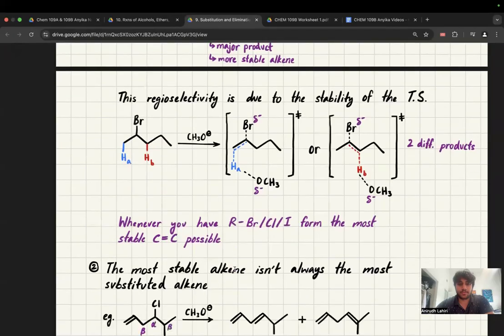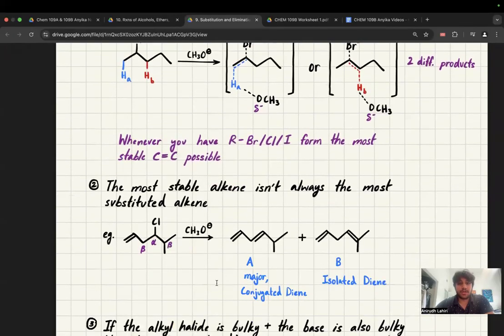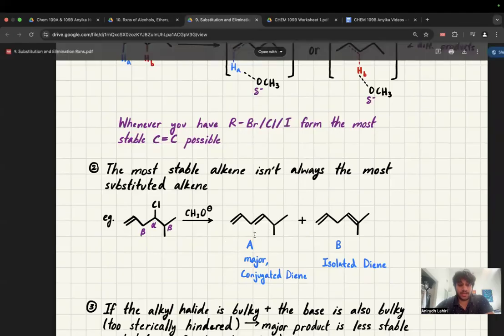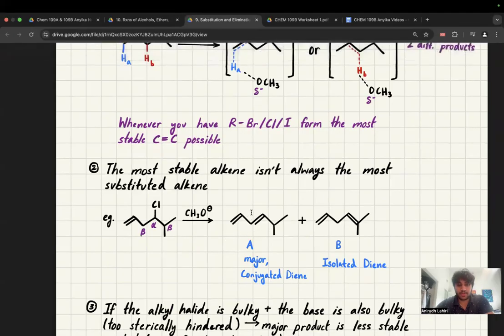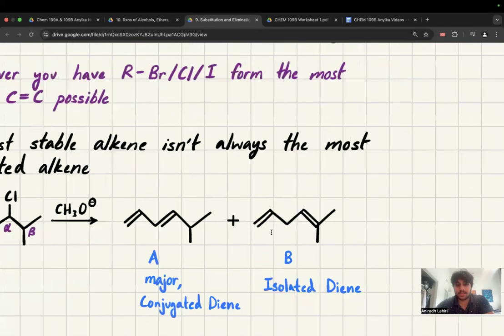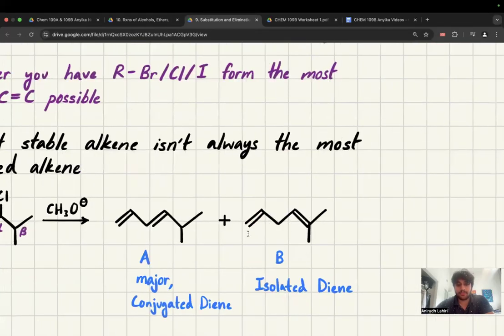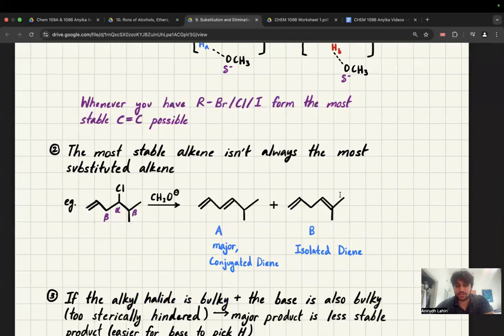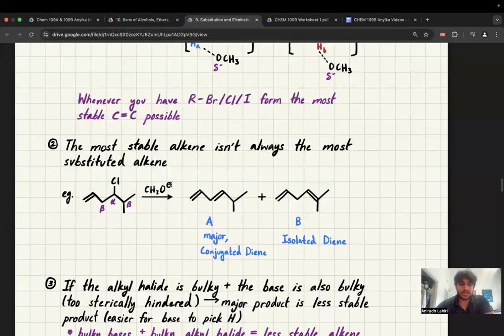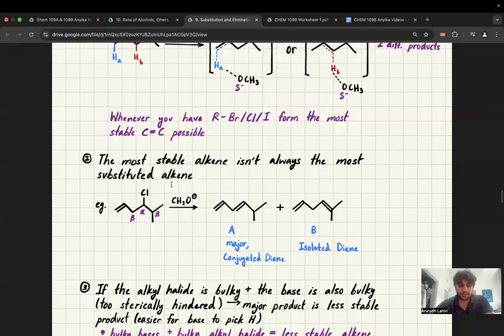Okay, cool. The most stable alkene is not always going to be the most substituted alkene. This is an example of a conjugated diene. We have resonance conjugation because we have two double bonds, one bond apart. In an isolated diene, we don't have this conjugation. Even though this is a tertiary and secondary position, this is secondary, but it's secondary allylic, which beats tertiary. Generally speaking, allylic positions and benzylic positions will always beat the more highly substituted position.